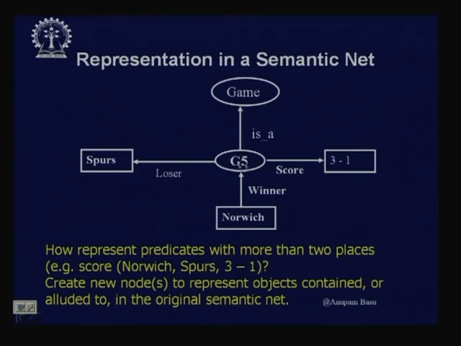Now, if I want to state that Norwich defeated Spurs with a score, and it was a football match and the score was 3-1, then I have to add another attribute, score 3-1. Let's forget what is written below, these yellow lines, and first look at this white part. We can say that G5 is a game that was played at some particular ground. I could have added an arc saying that it was played at some football ground. G5 is a game, and it has a winner and loser. In the game G5, Norwich was the winner and Spurs was the loser. And I can also say that the result of this game G5 was 3-1.